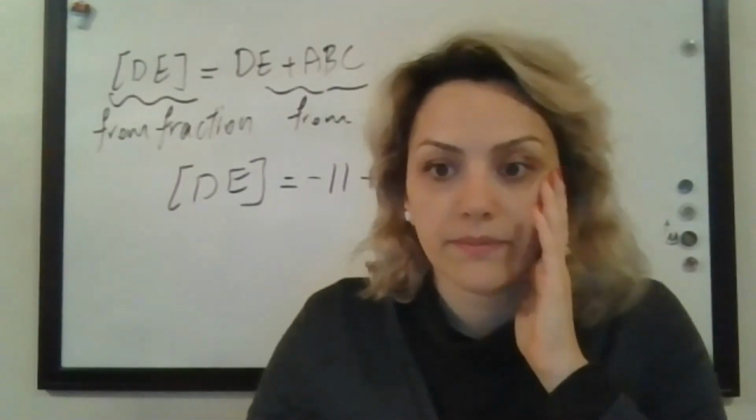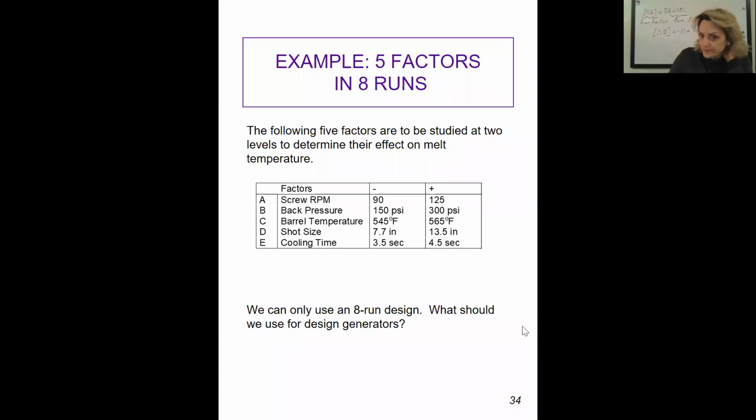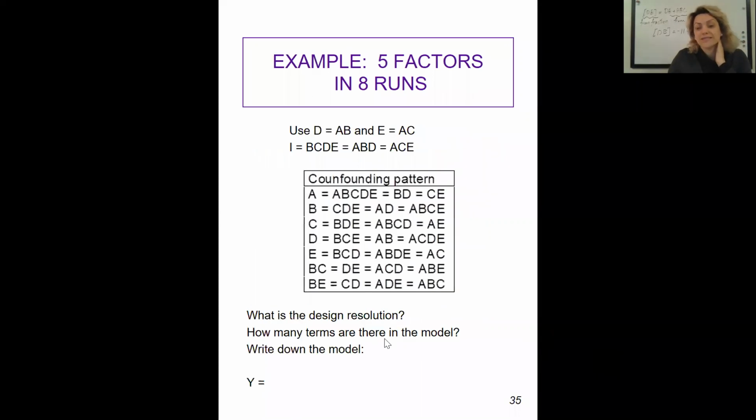Let's go back to the notes. So this is how we would use the design generators. Then when we say D is equal to AB and E is equal to AC, we are going to find I. You would multiply both sides by D, and multiply here by E, and then you would multiply those together. So it's going to be I equals ABD, ACE, and BCDE.